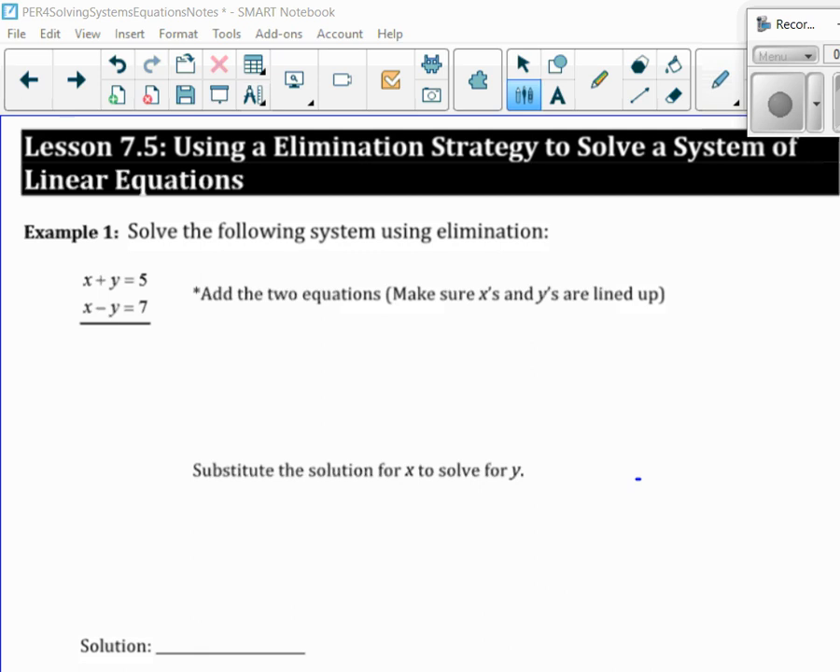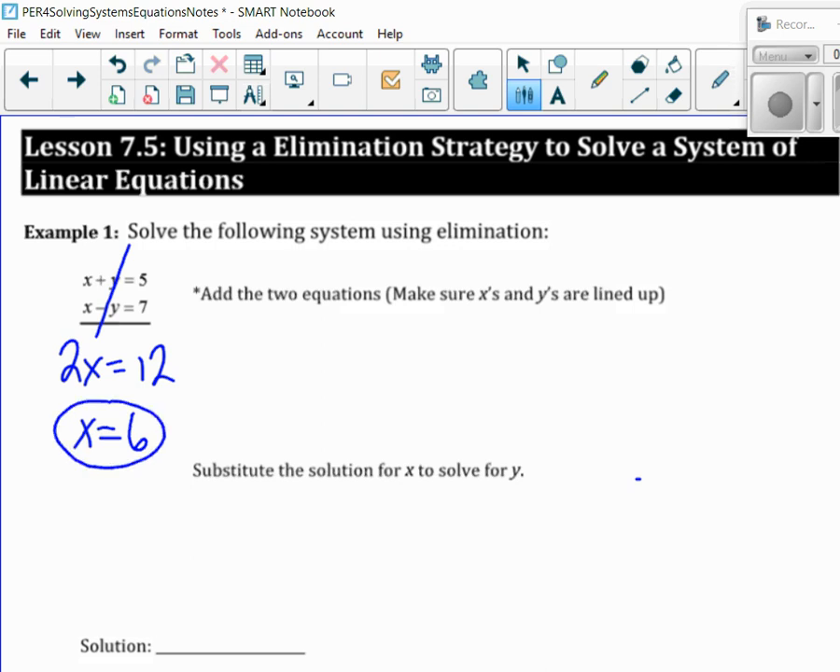So the way elimination works is you line up your x's and your y's and the constants, and then essentially you try to add them together and see if you can eliminate one of the variables when you do that addition. And that's why it's called the elimination method. So if I add this, I get 2x. Do you see if I add this, the y's cancel, and then I get equals 12. So then x equals 6, and I'm almost done, right?